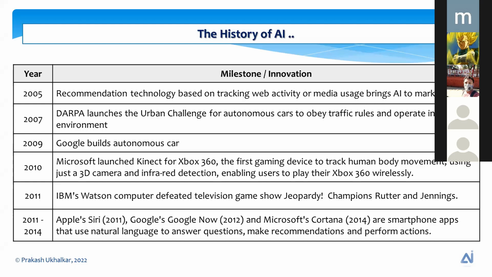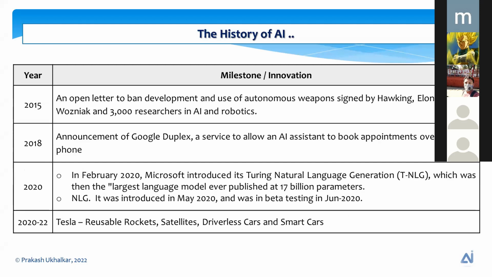So they come up with virtual assistants on your smartphones or smart devices to answer questions, make recommendations, and perform certain actions using natural language, right? In 2015, then, an open letter was signed by many scientists and innovators around the world to ban the development and use of autonomous weapons, because it is a threat to humanity, we know. And that was signed by around 3,000 plus researchers worldwide in AI and robotics.